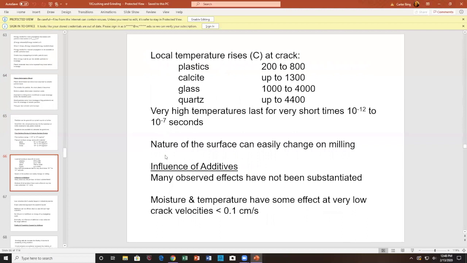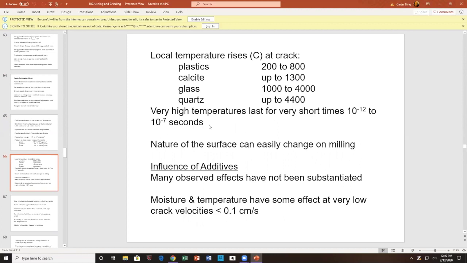Temperatures, I can relate to temperatures better than ergs. If I create a crack, at what temperatures do you generate? 200 to 800 degrees centigrade. Calcite may go up to 1300. Glass, quartz up to 4400 degrees C. So you can have very high temperatures that are very short-lived.